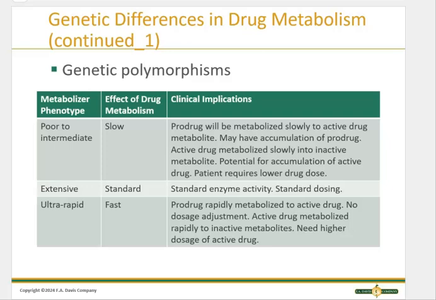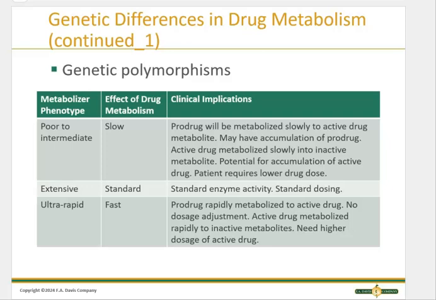So if someone is a poor to intermediate metabolizer, what is that effect going to play on their drug metabolism? They're going to be slower at metabolizing the drug. So a prodrug will be metabolized slowly to the active drug metabolite. So this may have accumulation then of the prodrug, right? It's lingering longer in the system.